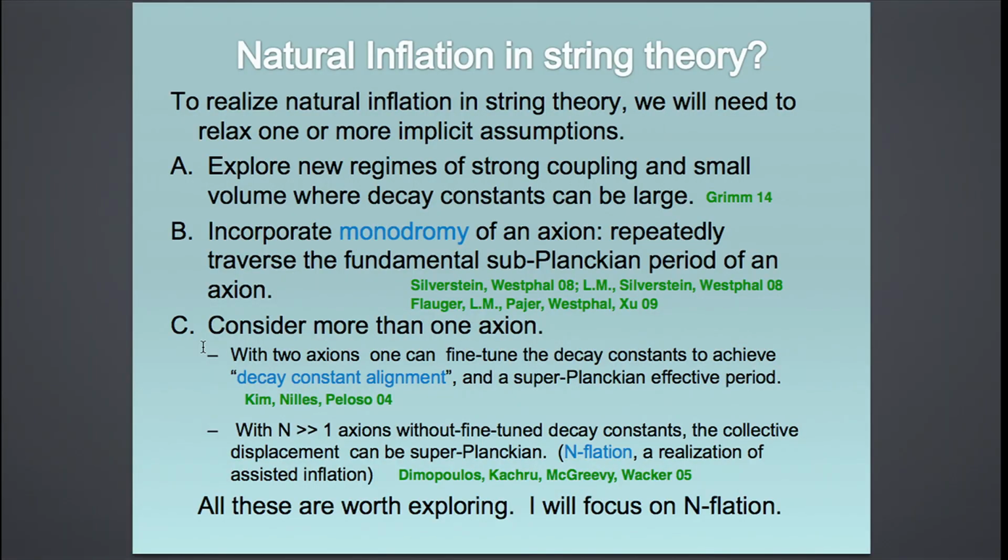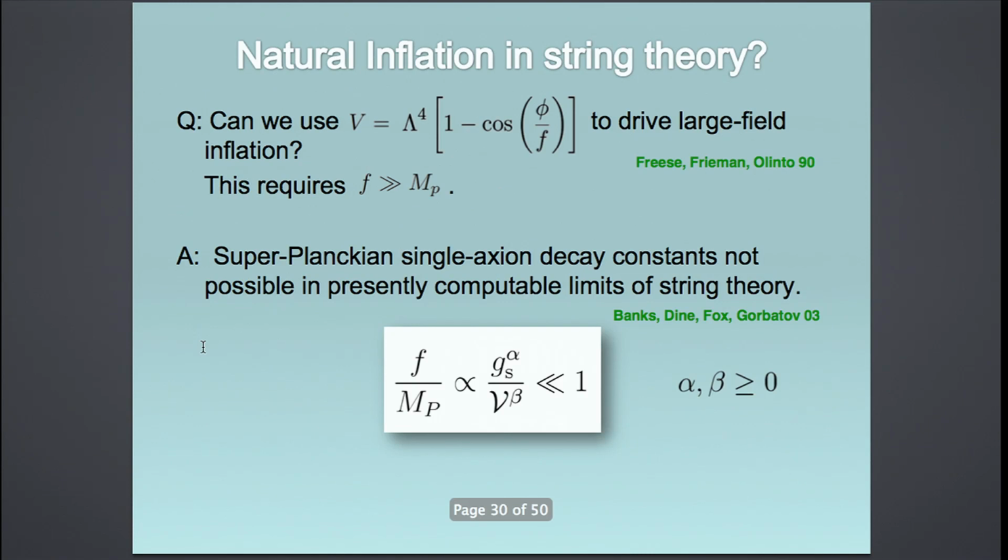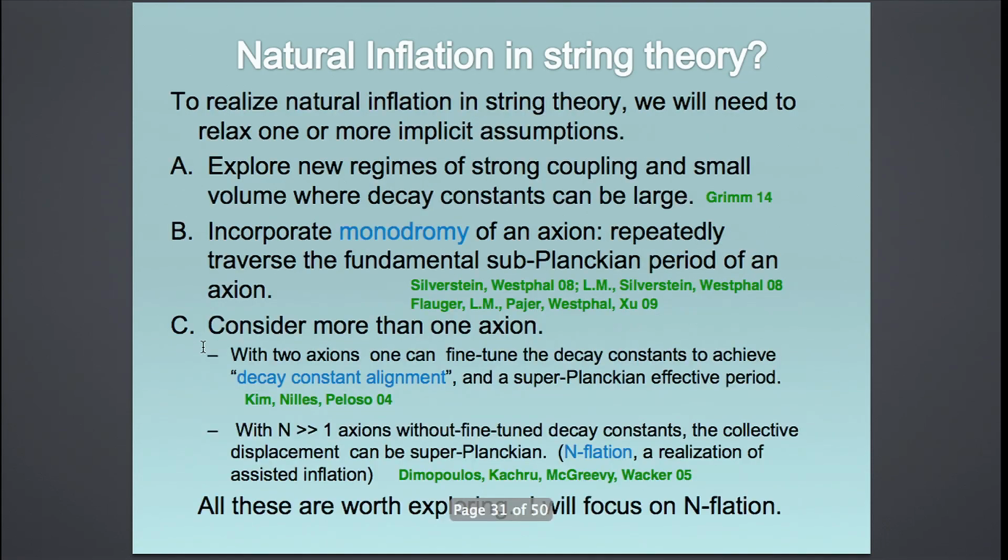So what can you do? Well, if you would like, nevertheless, to realize a model of natural inflation in string theory, you ought to relax one or more of the assumptions that was implicit in what I said so far. So one obvious but very hard thing to do is just to say, well, the problem is that the decay constants are small at weak coupling and large volume, so let's just work at small volume and large coupling. Well, both parametric expansions fail there, so it's a hard task. There are some suggestions about how one might try and do that, but there's no sharp progress yet, I would say.